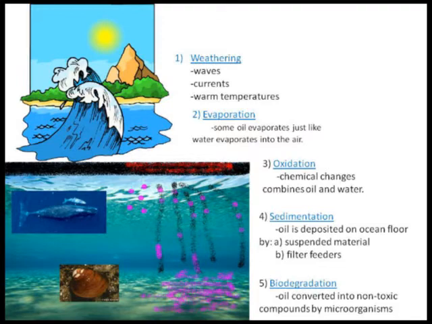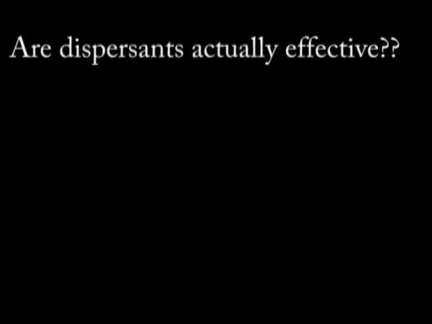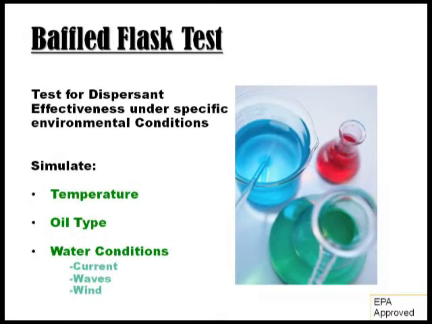Again, chemical dispersants accelerate oil degradation by working in unison with natural processes to ultimately degrade oil into these non-toxic compounds. Dispersants may sound like a good idea, but are dispersants actually effective when it comes to oil degradation and dispersion? The answer is yes, as it was found by researchers from the Department of Civil and Environmental Engineering at the University of Cincinnati. An Environmental Protection Agency approved baffled flask test was used to test the effectiveness of dispersants.